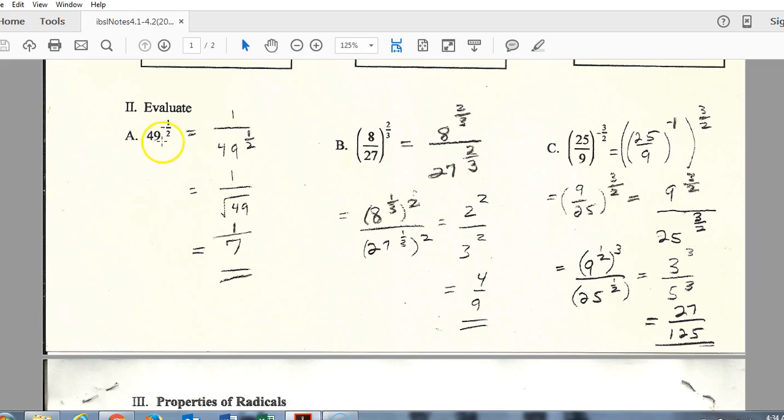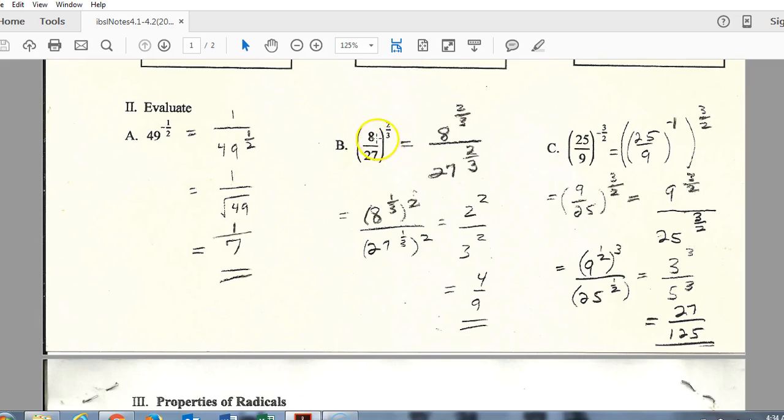So for the first one, two things going on. One is the negative exponent. You also have the fraction exponent. So remember, the negative is going to put the whole thing on the bottom. 1/2 power is the same thing as a square root. So the square root of 49 is 7.